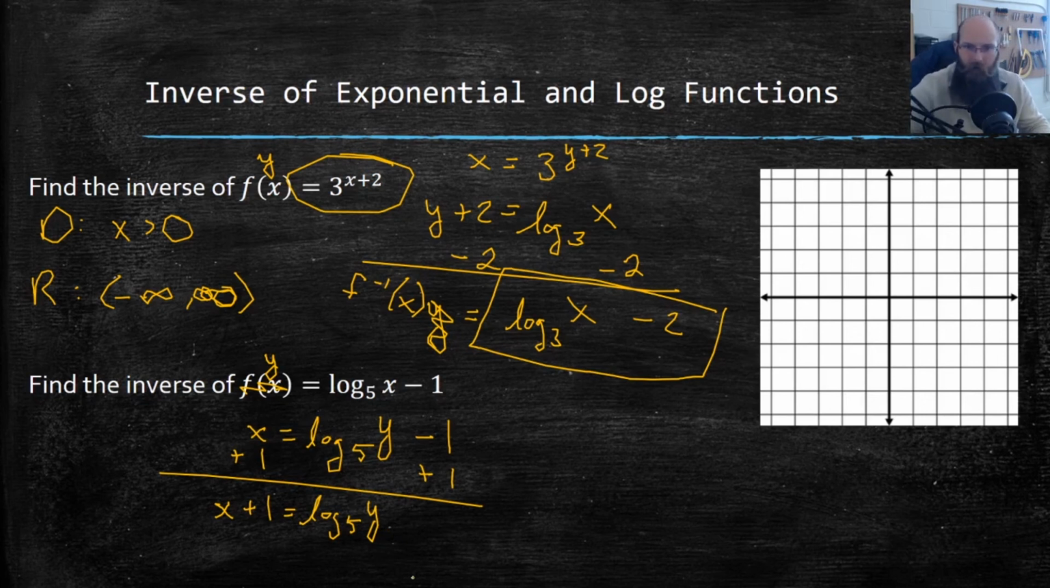I need to get my y outside of my log. And I can't divide by a log. Remember, it's a function, log base 5 of y, just like f of x. I can't divide by f to get rid of it. So I'm going to actually go from log form into exponential form, kind of the opposite of what we did a second ago, right? So 5 raised to the x plus 1 power equals y. My log is gone now, right? That's what happens when I go from log form into exponential form. So 5 to the x plus 1 equals y.